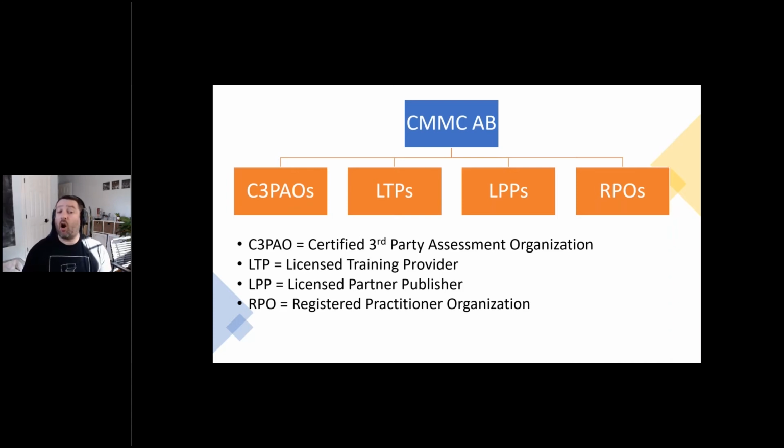Finally, there are RPOs, and these are registered practitioner organizations. They are essentially the consultants in this world. They are organizations that can go into a CMMC OSC, somebody that's looking to get certified, and say, yep, you need to do this, this, and this, and this. And that will be one of the ways in which you can guide your own policy.